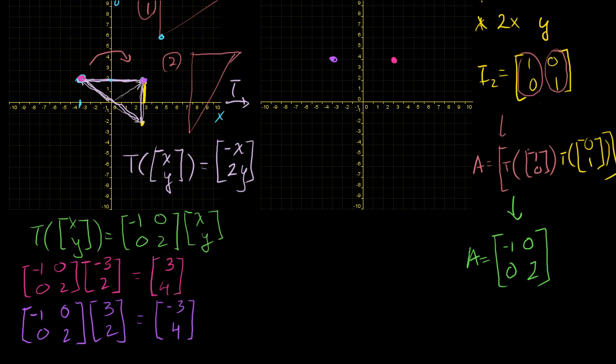And then finally, let's look at this point right here. Apply our transformation matrix that we've engineered. Let's multiply -1, 0, 0, 2 times this point right here, which is 3, -2. -1 times 3 is -3. And then 0 times -2 is just 0. So this becomes -3.